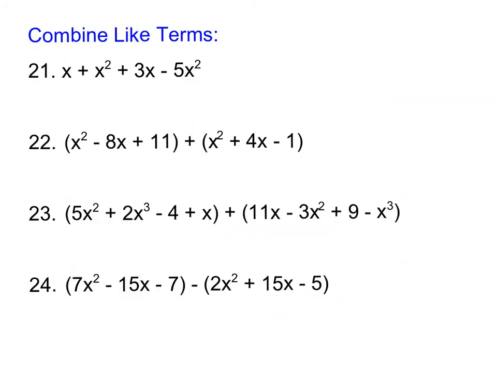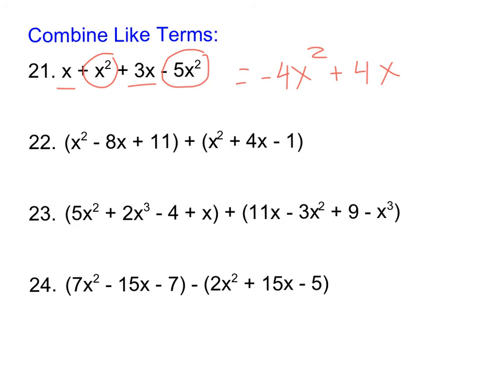So this is actually a little harder combined like terms than what we did in class, but this is the important stuff. All right, so I'm going to look at what combines together. I have my x squared and my negative 5x squared. That gives me negative 4x squared, and then 3x and x plus 4x. Now you can change the order, that's okay. I typically will write it with the highest exponent first.